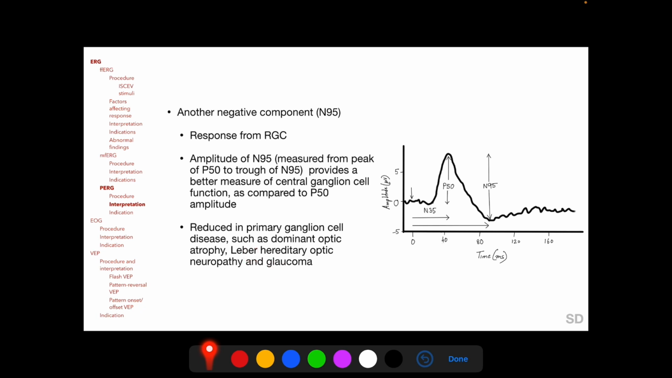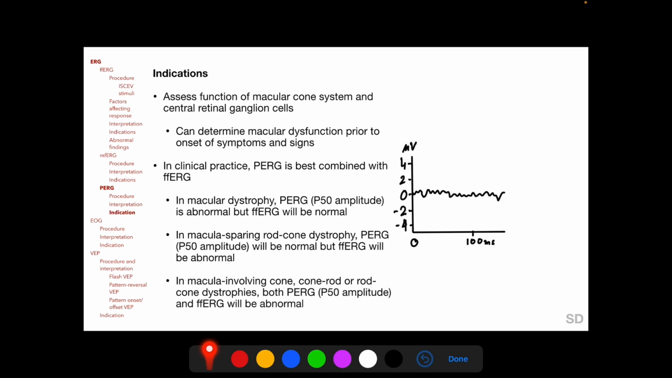and glaucoma. We may note here that in visual evoked potential, particularly in pattern reversal visual evoked potential, ganglion cell function can also be assessed. But in visual evoked potential, increased implicit time is more important than the amplitude of the deflection, whereas in pattern ERG, the amplitude of the deflection is taken into account. So pattern ERG assesses the function of the macular cone system and the retinal ganglion cells of the macula. In clinical practice, pattern ERG is best combined with full field ERG.